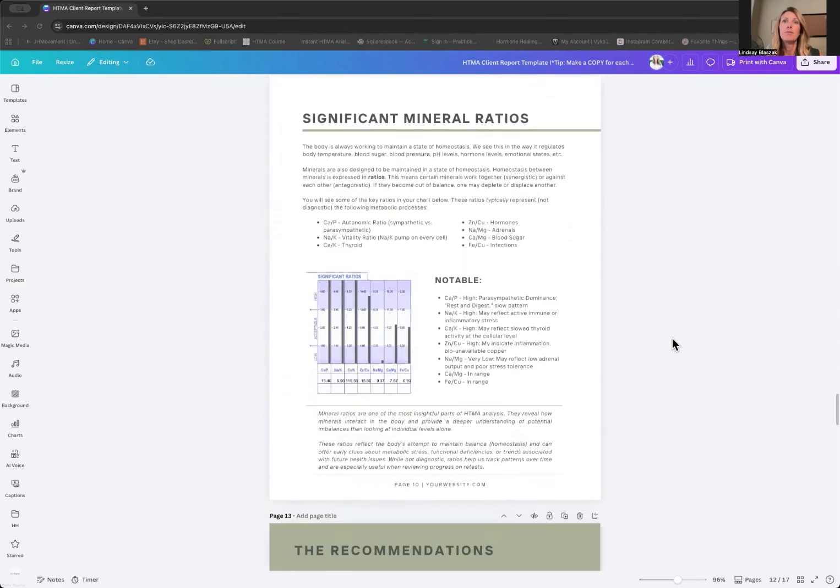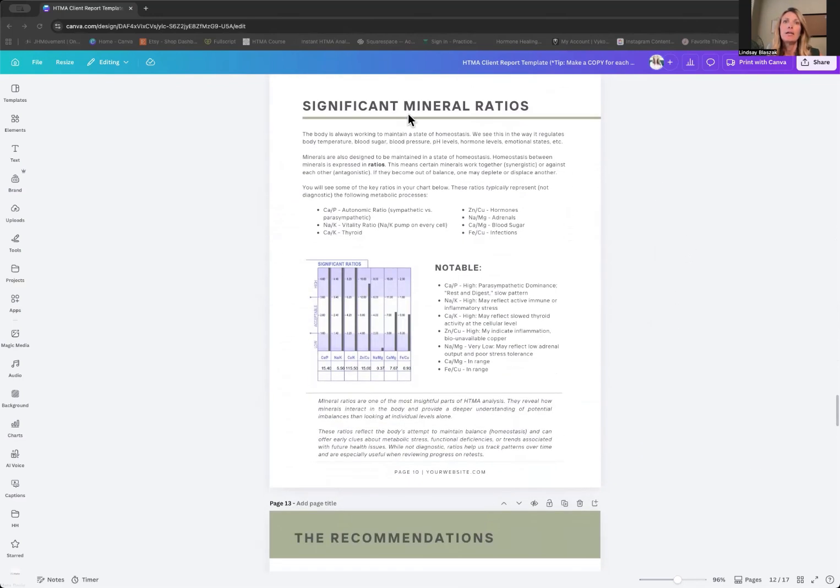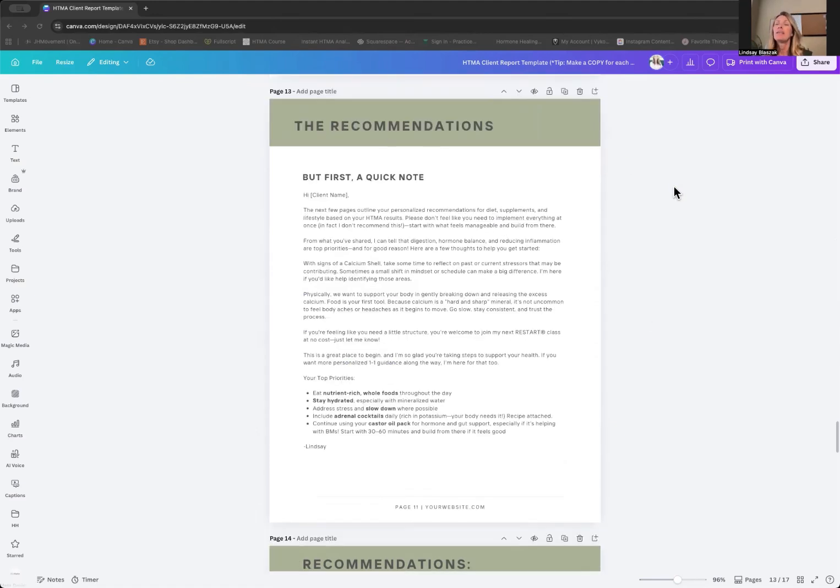significant mineral ratios as well, kind of breaking them down, what they mean, what they're related to, the correlation to the client symptoms. And then again, just noting very brief bullet points, not trying to overwhelm them here on this side.